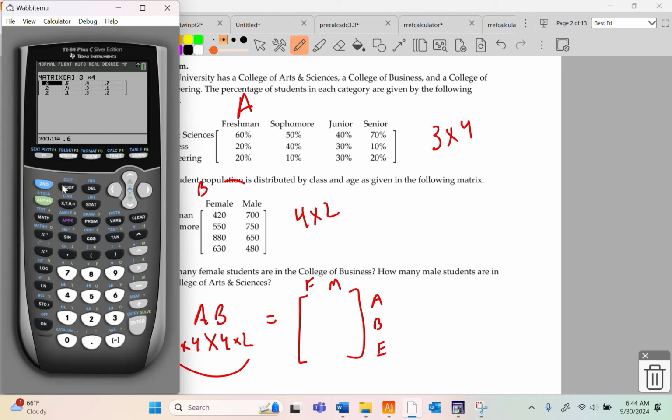All right, matrix A is loaded. Time to put in B. She's a 4 by 2. Kind of a small college, isn't it?